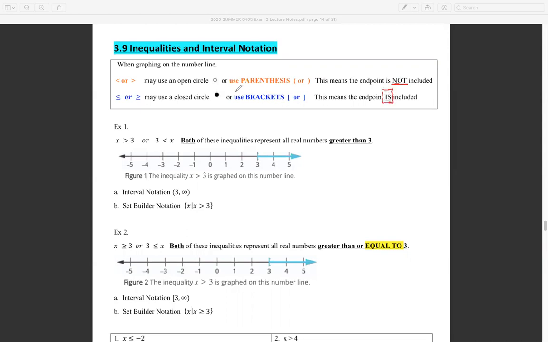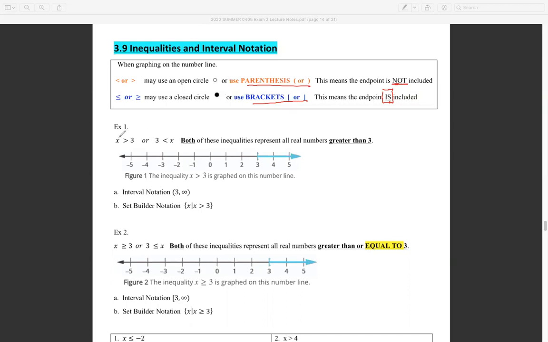For this assignment, we're just going to be using parentheses or brackets. But later, when we're doing graphing, if you see an open circle, that means you're not allowed to use that point where the open circle is. If you have a closed circle, then you are allowed to use that number or that point.